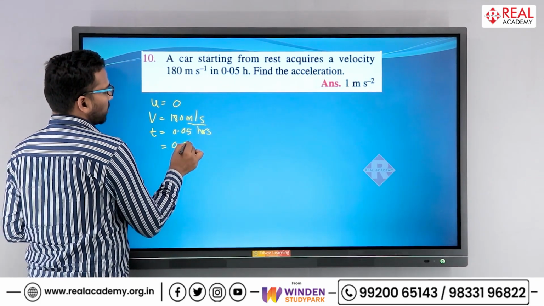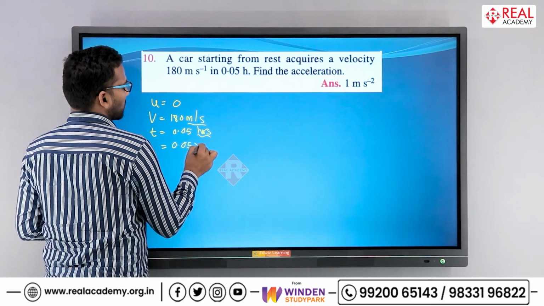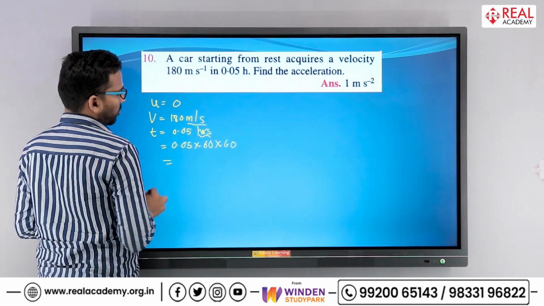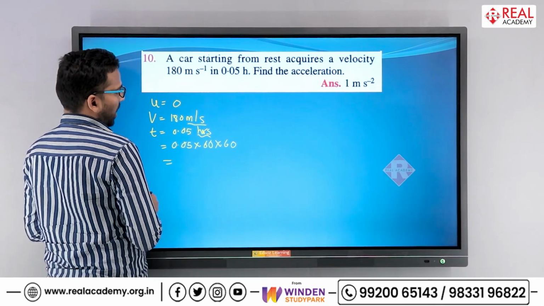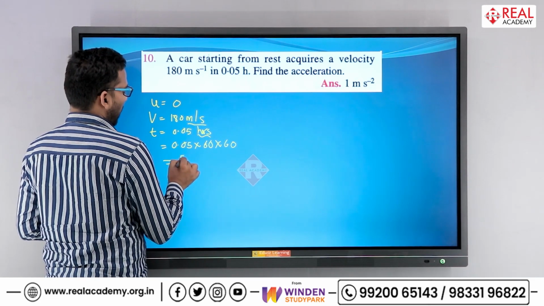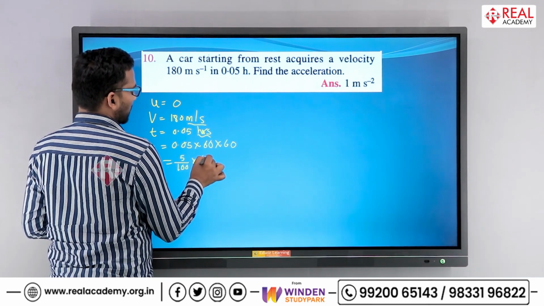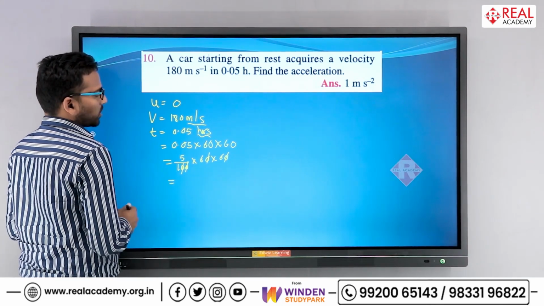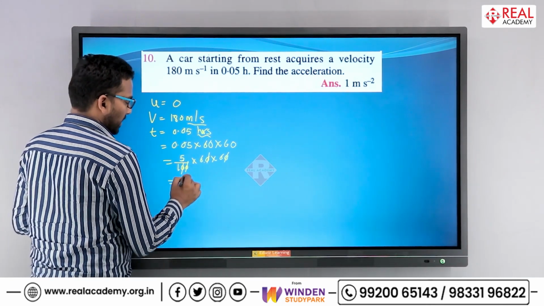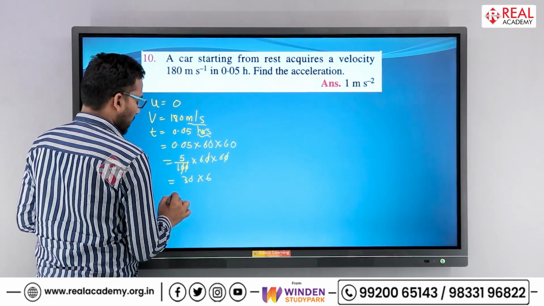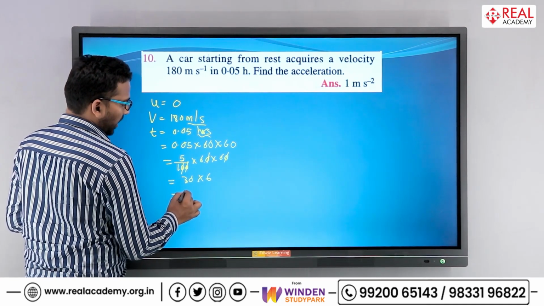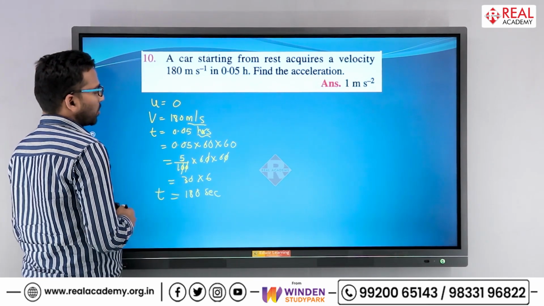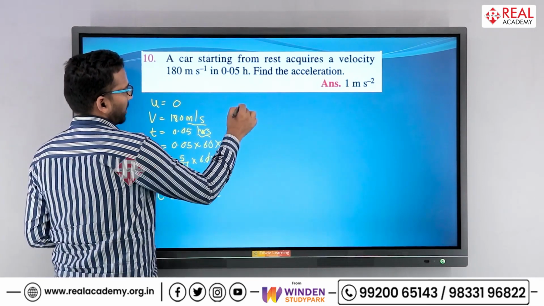So 0.05 hours. 1 hour is equal to how many minutes? 60, and 1 minute is equal to 60 seconds. 0.05 hours: if I cancel 5 by 100 with 60 into 60, then 2 zeros get cancelled. 5 6s are 30 into 6. 6 3s are 18. So 180 seconds. The total time is 180 seconds. And we need to find the acceleration.